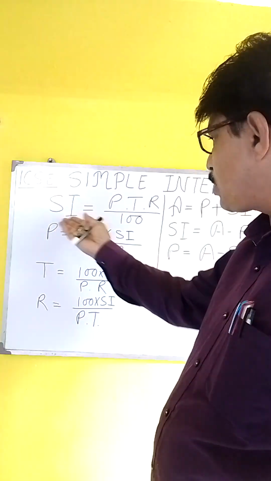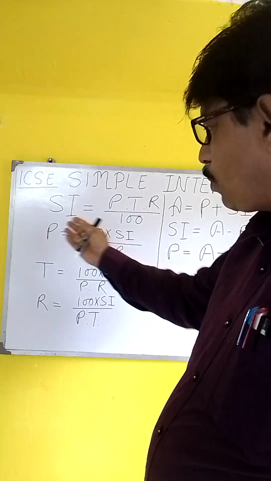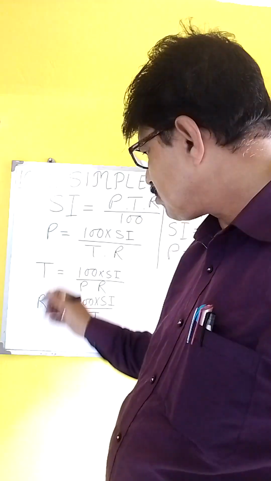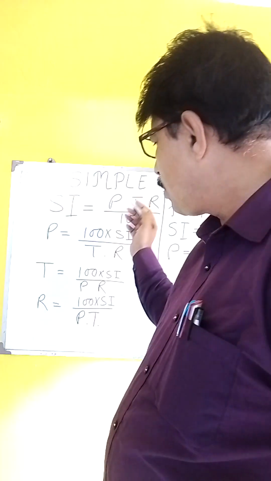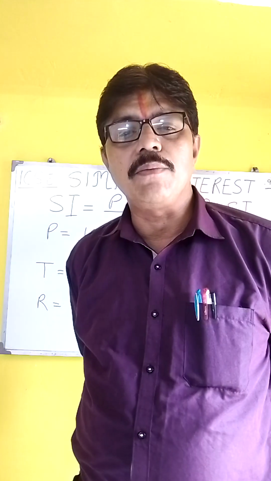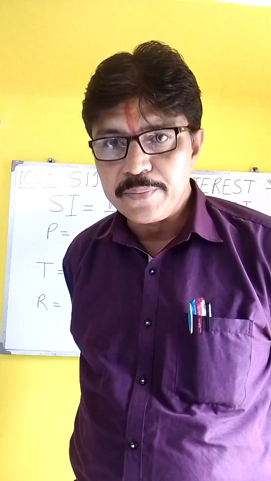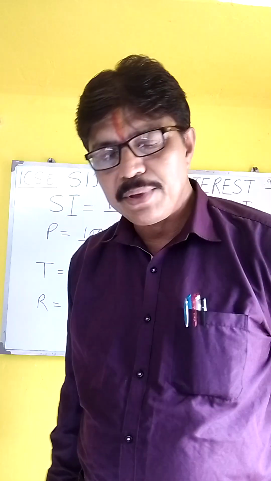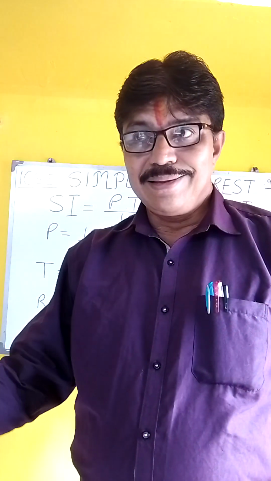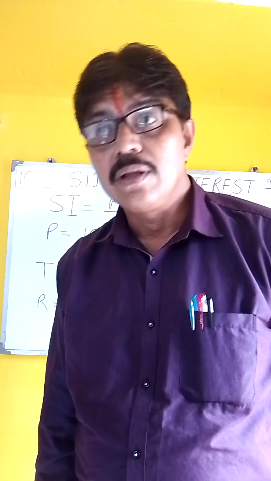Simple interest SI is equal to P into T into R by 100. This is the most important formula for calculating the simple interest. In this case, we have to know what is principal. Principal is that money that we like to deposit or like to take loan from the bank or any authority. There is principal. Time period, the duration for which we like to take the loan or we like to deposit that money for that bank.